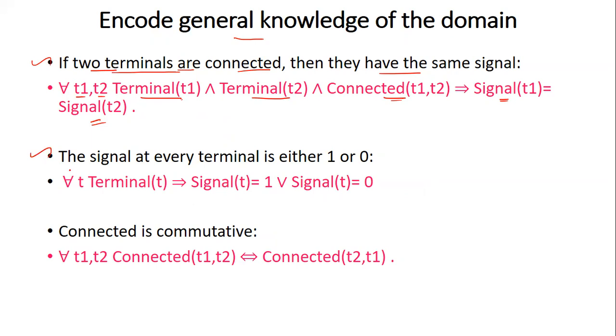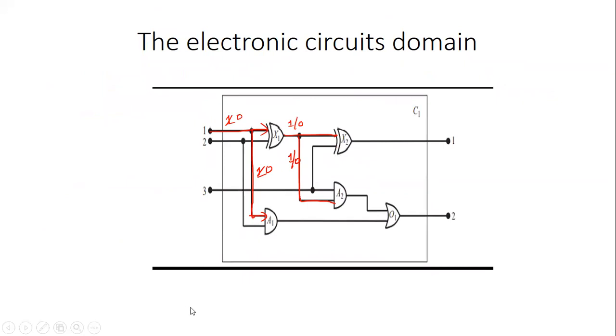Similarly, this is another generic knowledge we are adding to the domain. The signal at every terminal is either 1 or 0. This is basically logic gates, so it will take either 1 or 0 as input, nothing else. Either all three inputs can be 1, or all three can be 0, or any combination of 0s and 1s. So at any line, if you take it, it will be either 1 or 0.